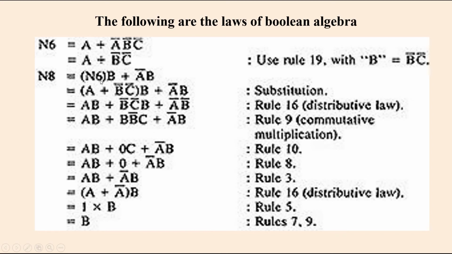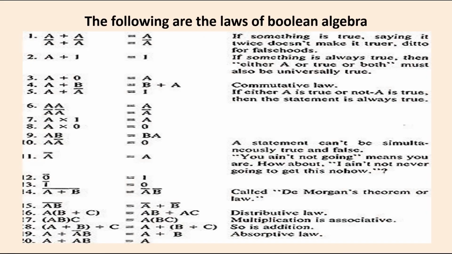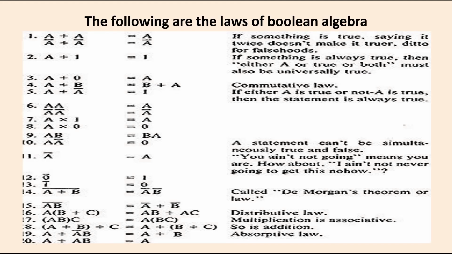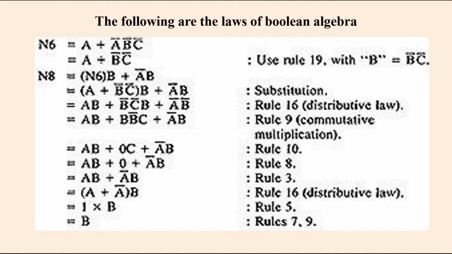Now coming to N8, that is N6 into B plus A bar into B. Let us see in the previous one what N8 is: N6 into B plus A bar into B, right? How it can be simplified, we are now going to see. N8 is N6 into B plus A bar into B. So what is N6 here? A plus A bar into B bar into C bar, right? So I have taken B into B plus A bar into B. So we have simplified N6 now. So what is the resultant? We got A plus B bar C bar.